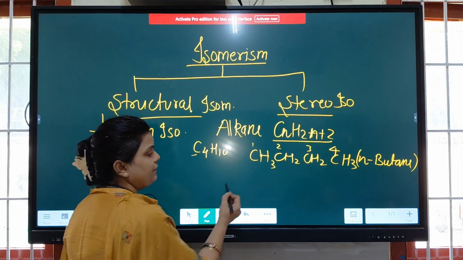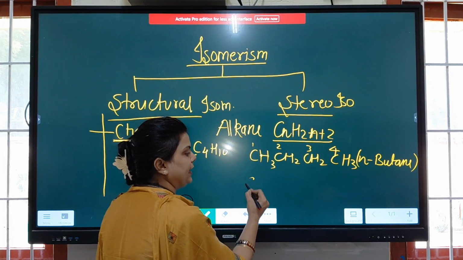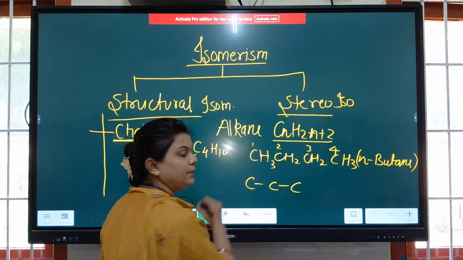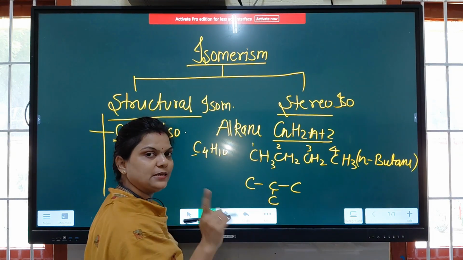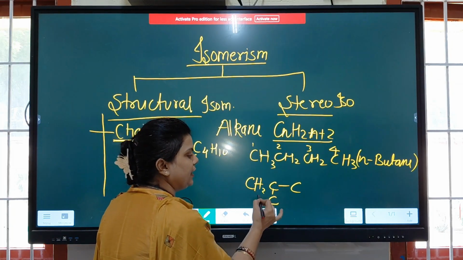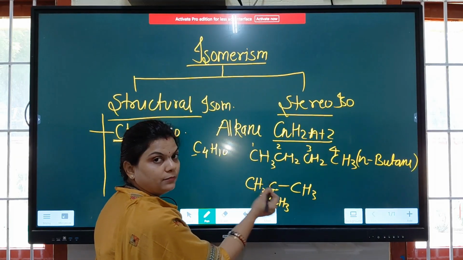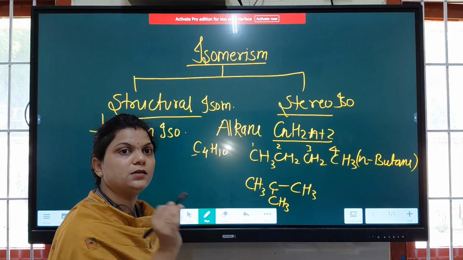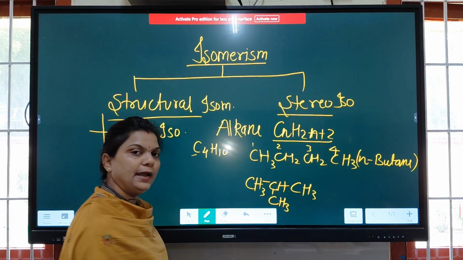Or when we make another isomer containing 3 carbons. How many carbons are there? 3 carbons. And we satisfy its valencies with one substituent. The one substituent here is CH3. Just go through the valency of the middle carbon, and it is satisfied by one hydrogen.